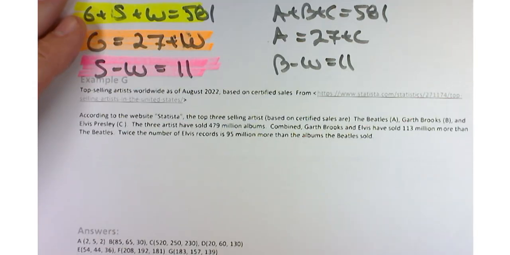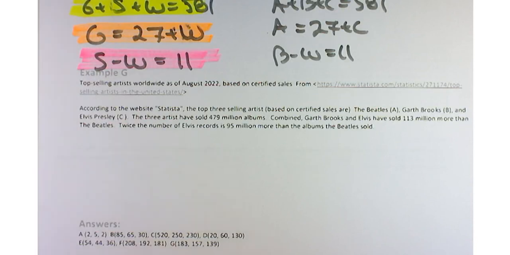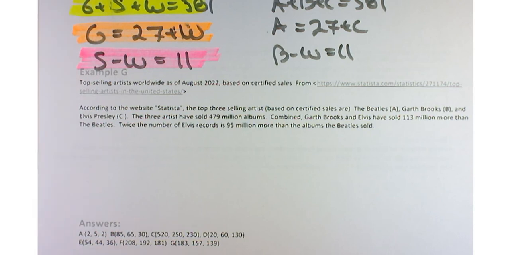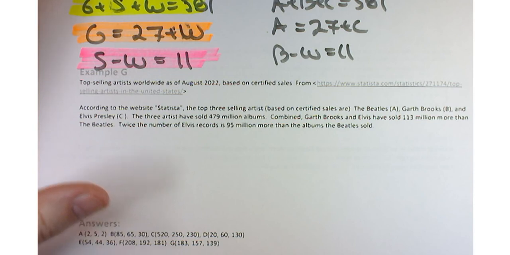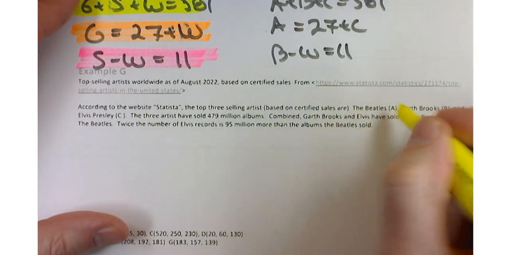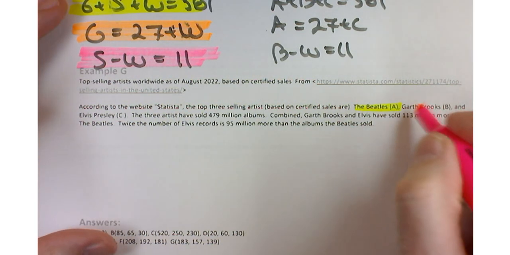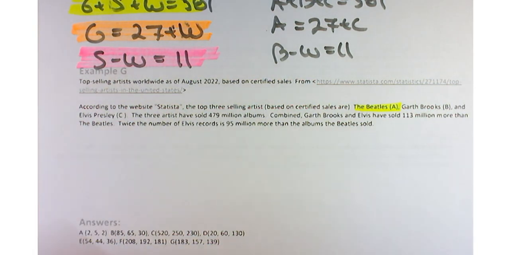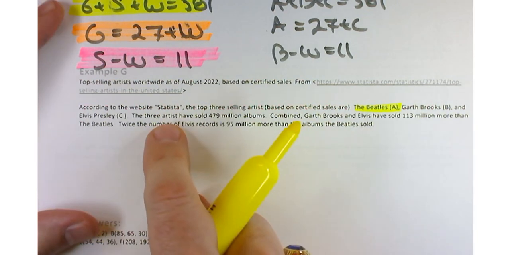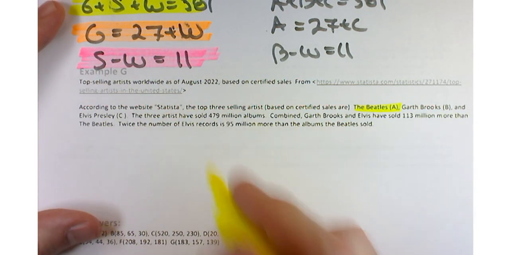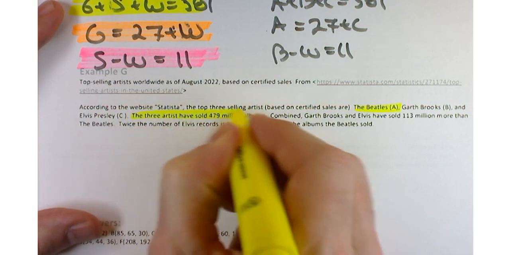Let's finish up with some top-selling artists of all time, top-selling record artists. According to Statista, the top 3 selling artists based on certified sales are the Beatles, Garth Brooks, and Elvis Presley. So we'll just use A, B, and C, respectively. I probably shouldn't be putting these in different colors because I'm going to save that for something else. The 3 artists have sold 479 million albums.